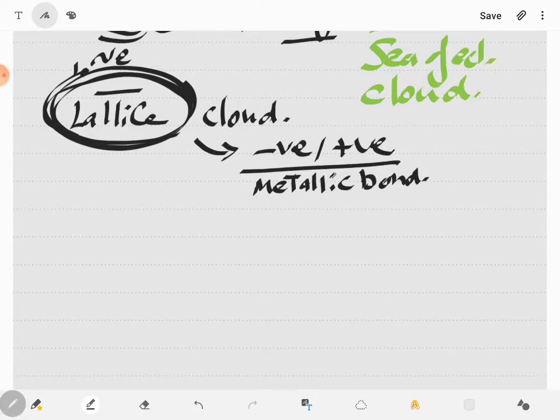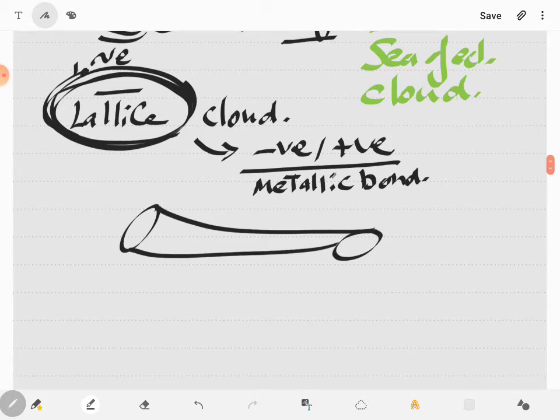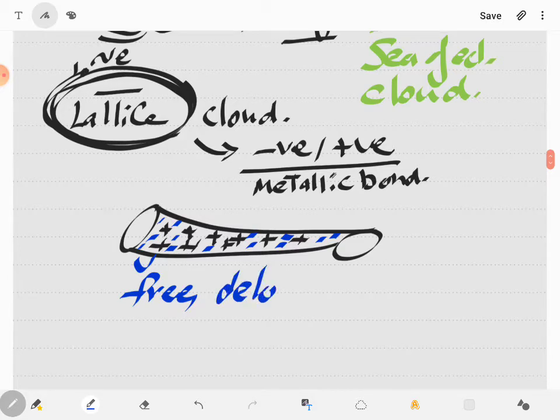Why? It's like we'll draw here, like tubes, with positive charges, the same lattice we said before. And here are the electrons floating, making a sea of electrons. They're not attached to the nucleus. They don't belong to any atom. They're free, delocalized.